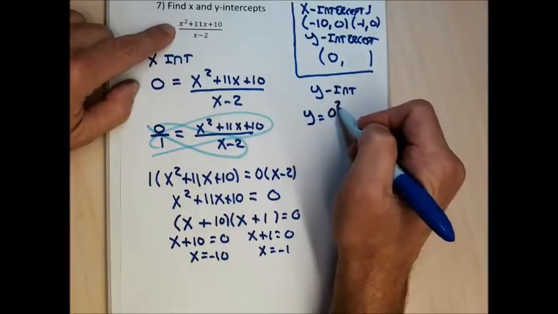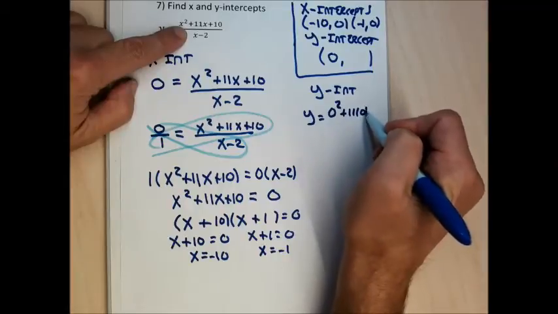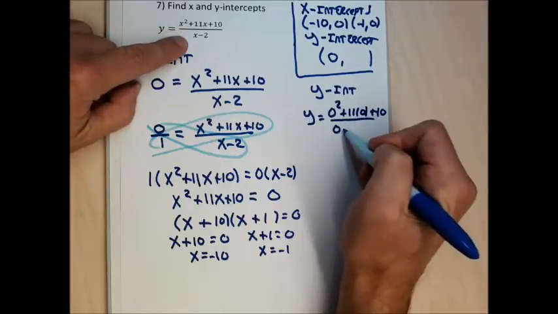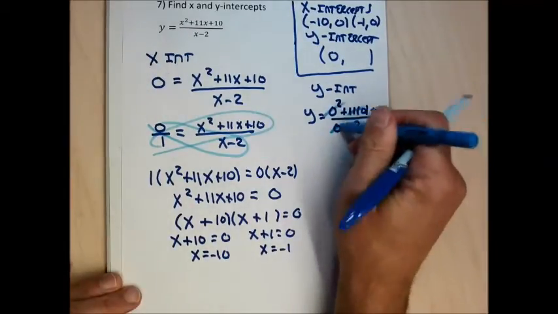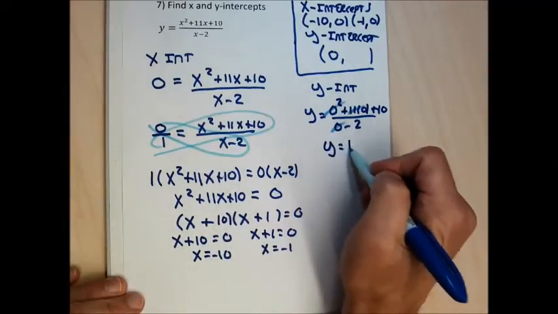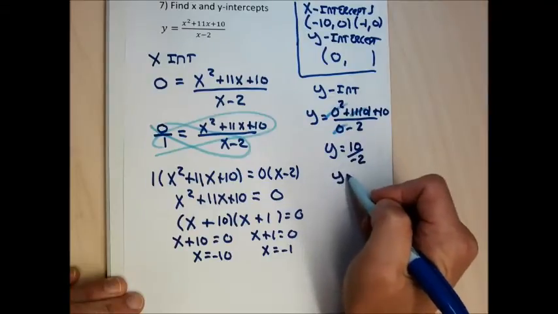So I'm going to go 0 squared plus 11 times 0 plus 10 over 0 minus 2. And then all the pieces that have 0 are going to turn into 0. So you're going to get y equals 10 over negative 2, and that reduces to negative 5.